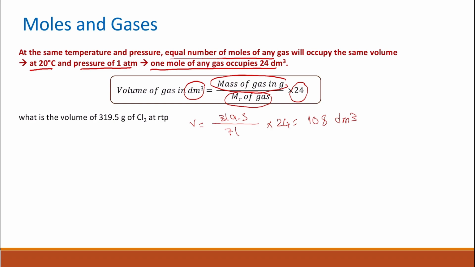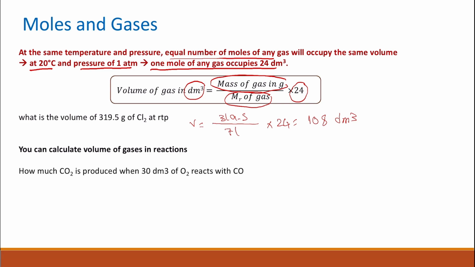You can also calculate the volume of gases in reactions. For reactions between gases, you can use the volume of one gas to calculate the volume of another. So instead of using the moles or the masses, we can also use the volume. For example, how much carbon dioxide is produced when 30 decimeter cubed of oxygen reacts with carbon monoxide?